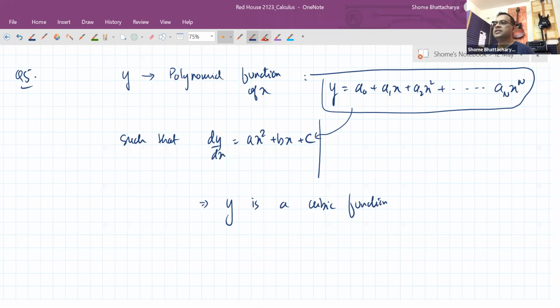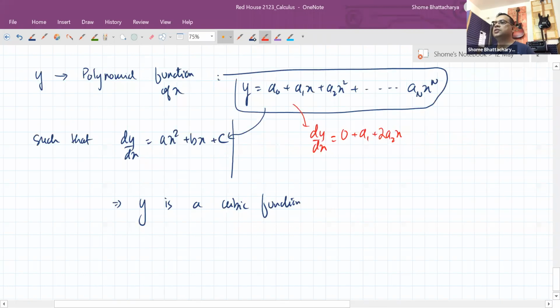You have to make a guess that it's a cubic function, because if you go on differentiating the terms in general, you'll get 0 plus a1 plus 2a2x. Plus, if we add some third term here, a3x to the power 3, its derivative will become 3a3 x square. The next term's derivative will become 4a4 x to the power 3, going up to n x to the power n minus 1. So you can see that if the polynomial has a degree n, then the rate of change will have a degree of n minus 1.